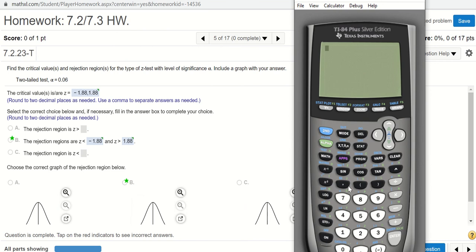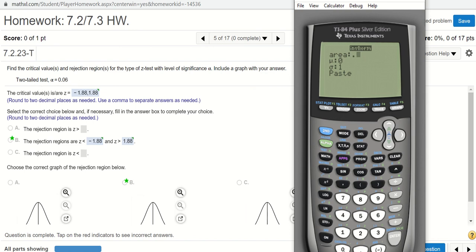I'm going to go to the stat menu. Actually, no, we go to distribution. So second, vars, that's the distribution menu. Go down to option 3, inverse norm. And if it's a two-tail test, then it's going to be alpha divided by 2.